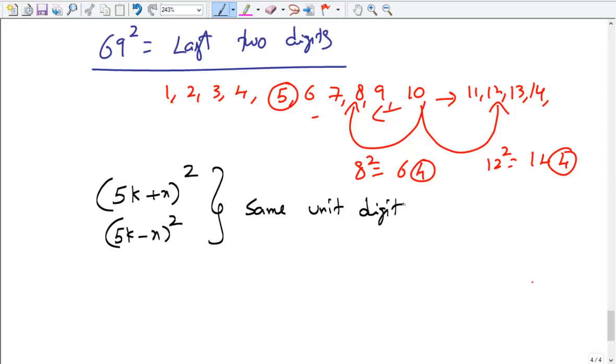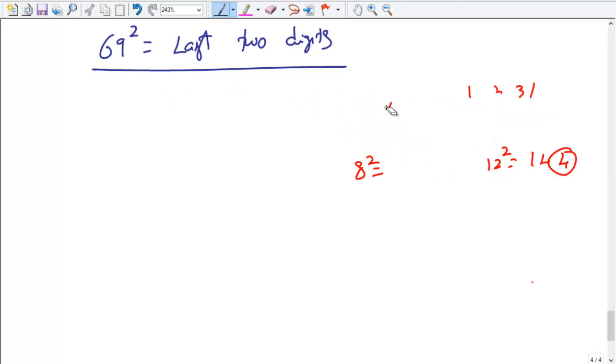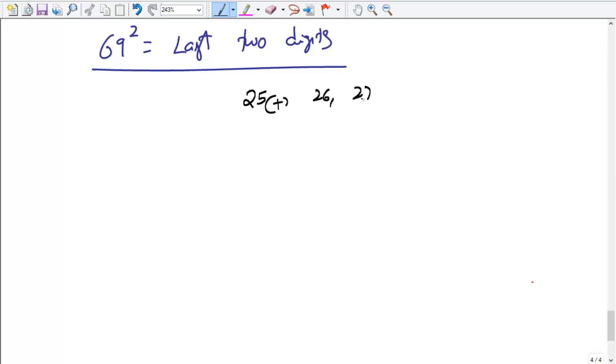I'm going to apply this kind of simple concept to find the last two digits of the number. Let's see how to find the last two digits now. We'll take the same approach. Now, I have got 25. On the positive side of it, I've got 26, 27, 28, 29. The negative side of it is going to be 24, 23, 22, 21.